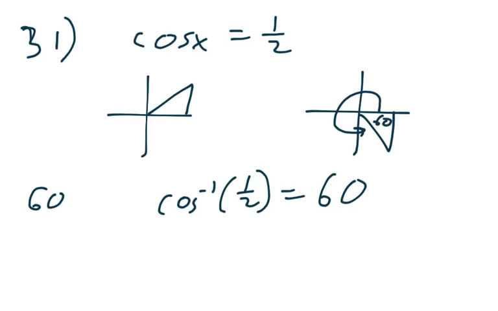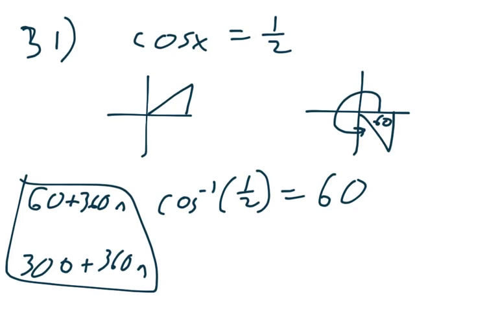And if this is 60, that gives me an answer of 300. Now, since they didn't tell me how many answers to get, I'm going to add 360n to both my answers, just in case they are looking for all of them, where n is an integer.